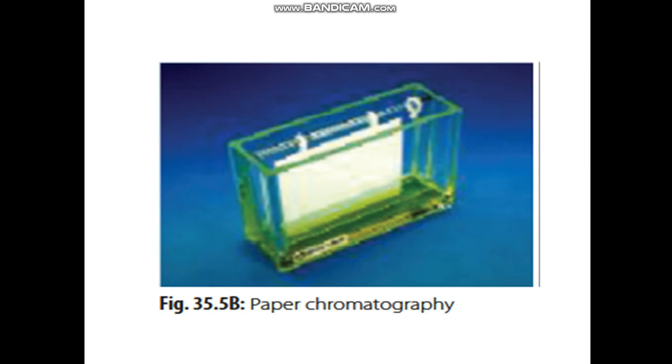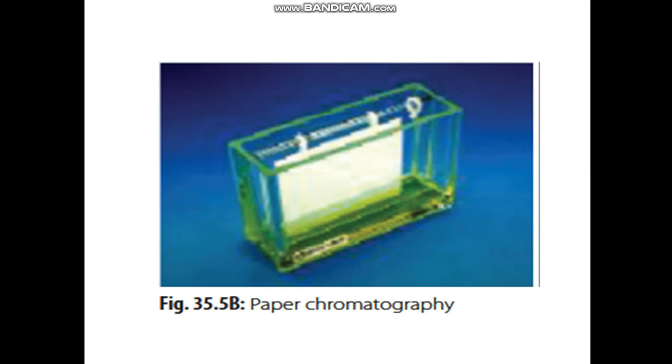Paper chromatography is done in two ways. One is ascending type, second is descending paper chromatography. These can be done with the mobile phase being applied from the bottom in the ascending one and at the top in the descending one. So in the ascending one, the mobile phase is applied at the bottom of the paper and in the descending on the top of the paper.